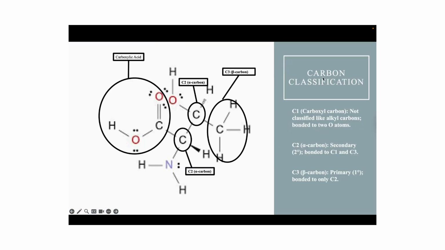Then we go into carbon classification. The C1 carboxyl carbon is not classified like alkyl carbons, bonded to 2 oxygen atoms. It will be found at the carboxylic acid over here. The C2 alpha carbon is secondary, bonded to C1 and C3, and it will be found here in the middle. And then we have the C3 beta carbon, primary and bonded to only C2, which is found over here at the methyl group.